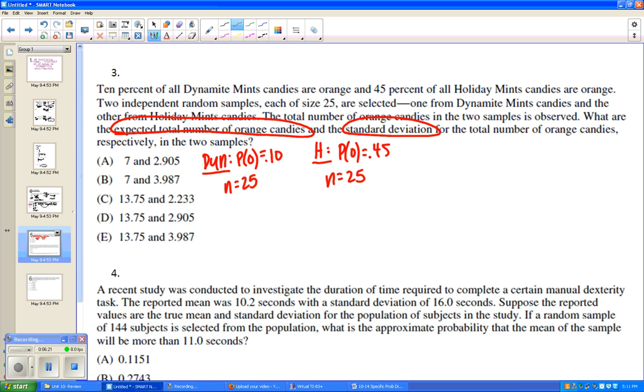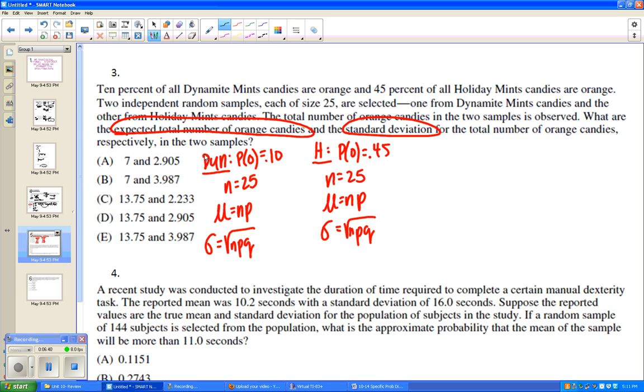Okay, so looking at this one, how can you figure this out? Well, this is a binomial situation. Either it's orange or it's not. So the mean you're given is n times p. So we're going to have to figure out the mean for each of these. And then the standard deviation, you're also given: square root of npq. This is on your formula page that we just went over. If you go back, you'll see that.